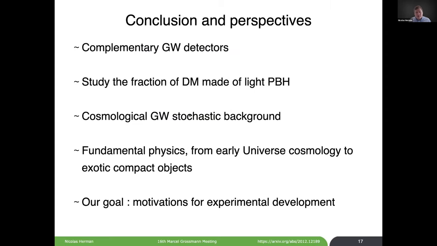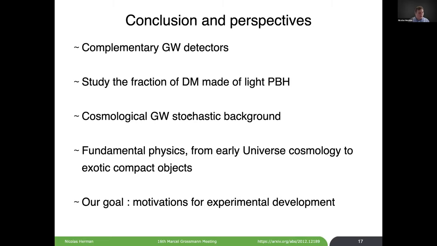So here are my conclusions. In the paper on arXiv, we develop a gravitational wave detector complementary to LISA, interferometry, and LIGO, because it will scope different frequencies. An example of the analysis that we can make is to study the fraction of dark matter made of light PBH, as we've seen before.